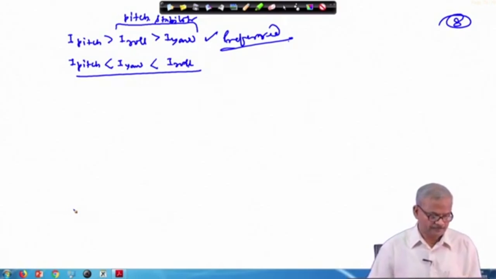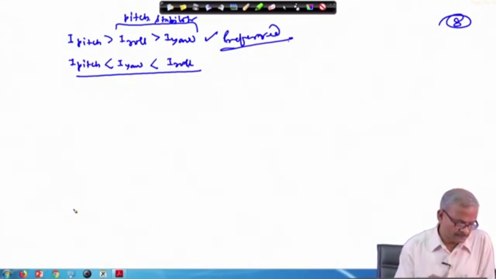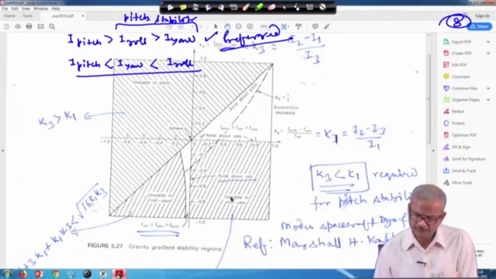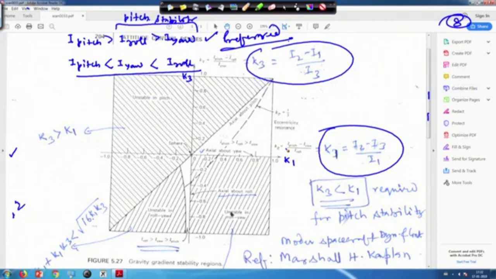And we have to get into this to explain the whole thing. Now, we go into a figure for explaining this part. Okay, now look into this figure. Here on this axis K1 is plotted, and on the vertical axis K3 is plotted, where K3 is written here and K1 is written here in this place. And this particular figure is from Modern Spacecraft Dynamics and Control by Marshall H. Kaplan.